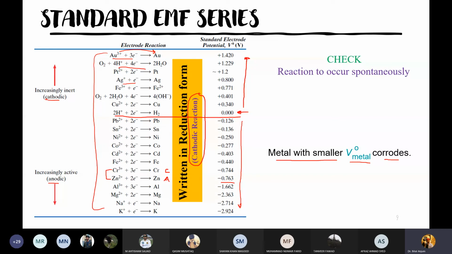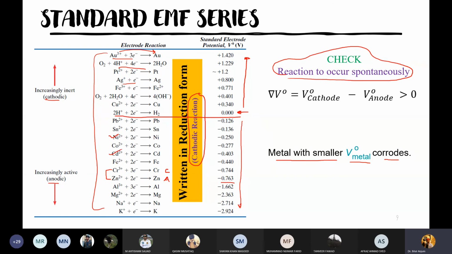Another way is how to check the spontaneous nature of a reaction. What you do is that, let's say if you have nickel and cadmium connected together, you assume any one of them as the cathode. Let's say I assume cadmium as the cathode and nickel as the anode. This is my assumption at the moment.